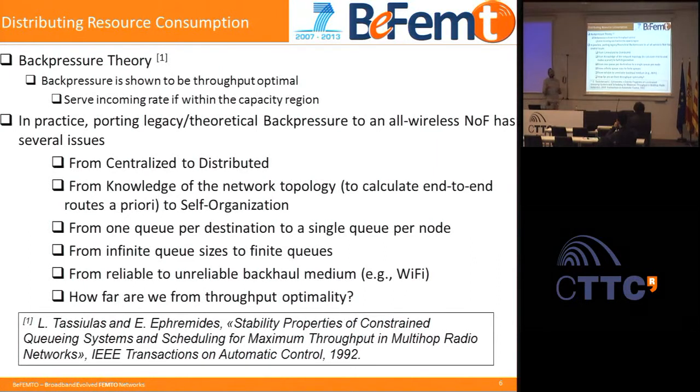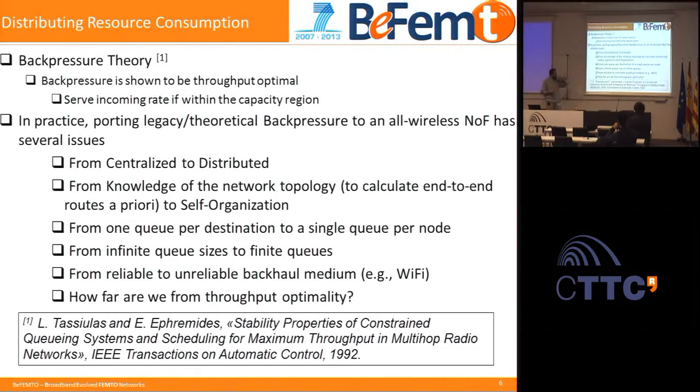And it's optimal in that sense. So everything that goes in the network goes out of the network. But the problem is that it's a centralized scheme. It has some assumptions, as any theoretical work does, and we wanted to move it to practice. So we are moving from centralized decision points to distributed decision points. We don't want global knowledge of the network.